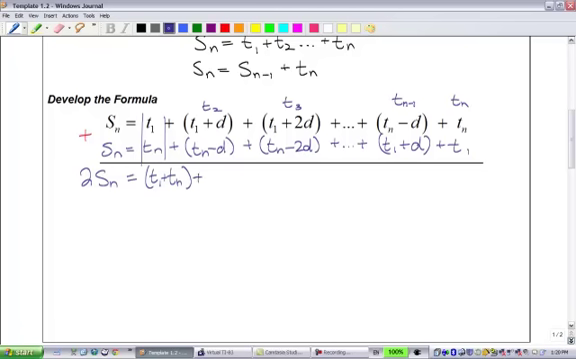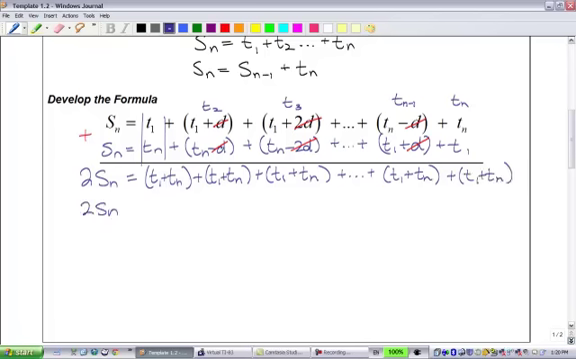Next, t_1 plus d plus t_n minus d. Fortunately the d's cancel and we're left with t_1 plus t_n. And you'll notice that the d's will always cancel. And what we always end up with is t_1 plus t_n. So every single term, when we column add like this, adds up to t_1 plus t_n.